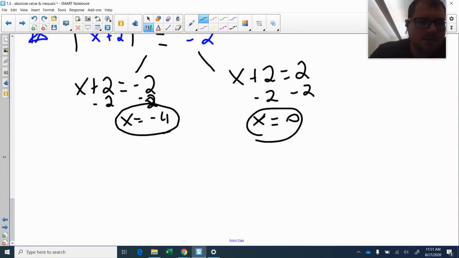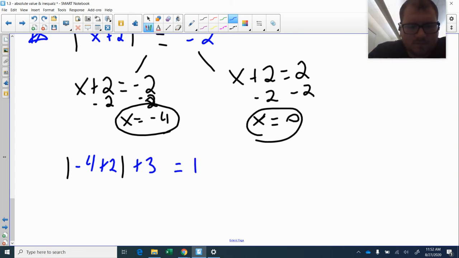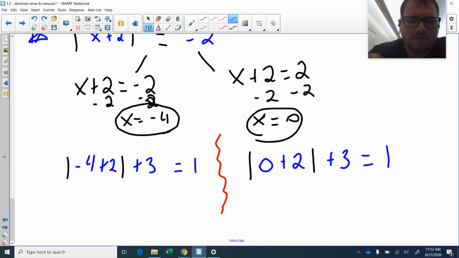So if I plug these equations back in, draw my absolute value, this is going to be the absolute value of -4 plus 2, plus 3 equals 1. As well as, over here, we're going to have the absolute value. Let me just block these off. We'll make a little squiggly line so we know they're separate. The absolute value of 0 plus 2, plus 3 equals 1.